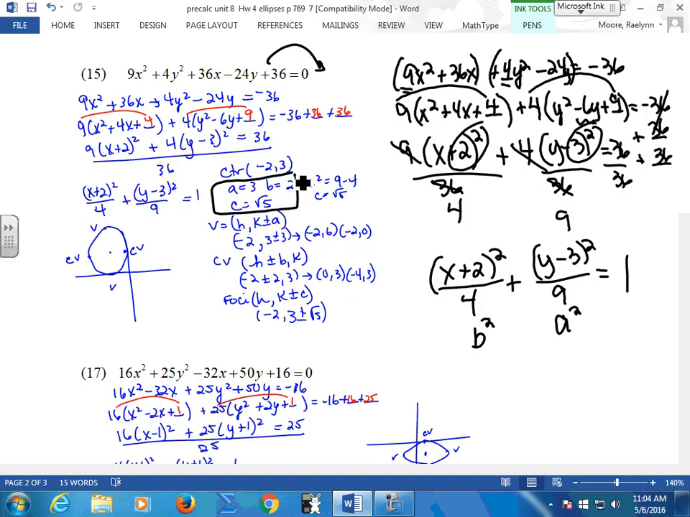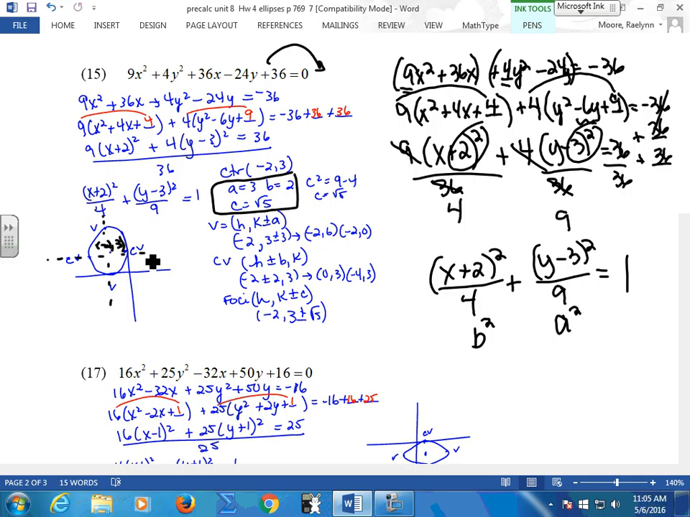So we start with the center. Remember, it comes out the opposite way: negative 2, 3. Now my major axis is my y. If it helps you, do this. So from here, we're going to go up 3. This is changing your y. So negative 2, 6, negative 2, 0. We're going to go over 2. So negative 4, 3, and 0, 3. There's my covertice. Now I can sketch my ellipse.